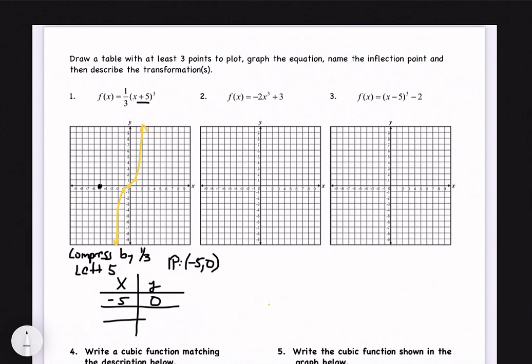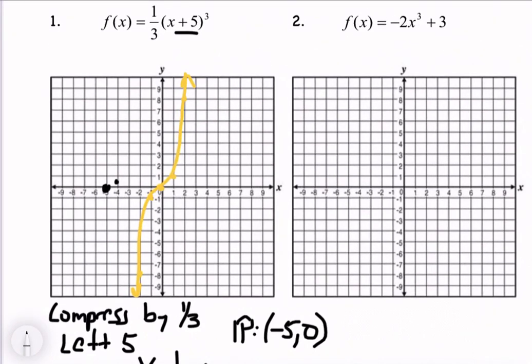Then I'm just going to pick 1 to the right. So when x is -4, 1/3 times 1 cubed is just 1/3. And then I'm going to pick when x is -3. 1/3 times 2 cubed is 8/3. So my points would be here. And then 8/3 is like 2 2/3.